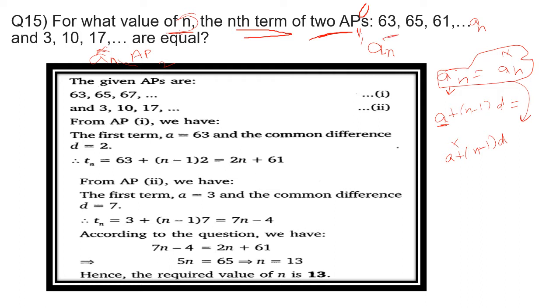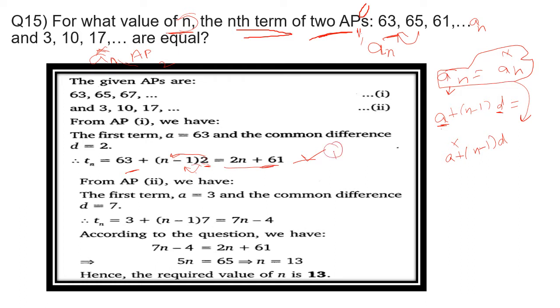What is the a here? In this first AP, a is 63. What is the d here? 65 minus 63, that will be 2. So I am going to put the values of a and d here and get an expression like this: 63 plus (n minus 1) times 2. I know you know how to simplify this bracket. First you multiply 2 with n, and then 2 with minus 1. So this will be minus 2, and 63 minus 2 will be 61. So it will be 2n plus 61. This is the first expression that we got.